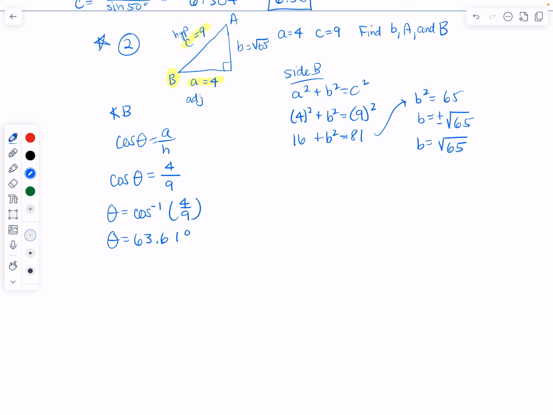Okay, now I'm left with finding angle A. Angle A, I know that the interior angles of any triangle have to sum to 180. Since it's a right triangle and 90 degrees is already taken, now I can say that angle A plus angle B has to sum to 90 degrees. So if I'm looking for that missing angle A, angle A plus angle B, which is 63.61, equals 90. To get angle A, I'm going to subtract 63.61 from 90. And when I do that, I get 26.39 when it's rounded.